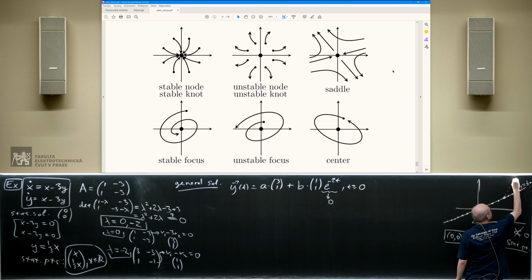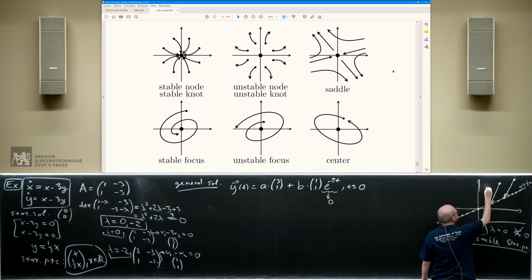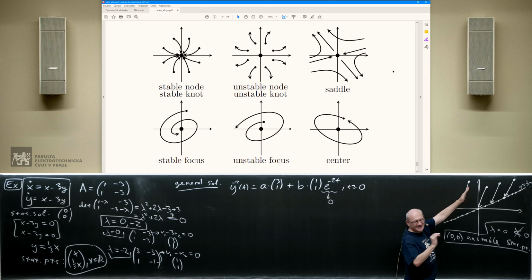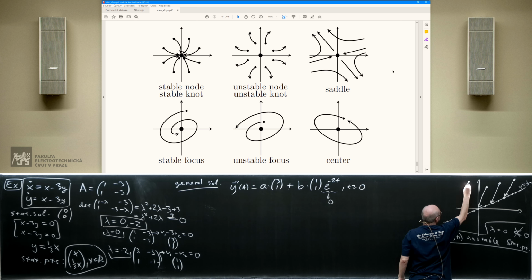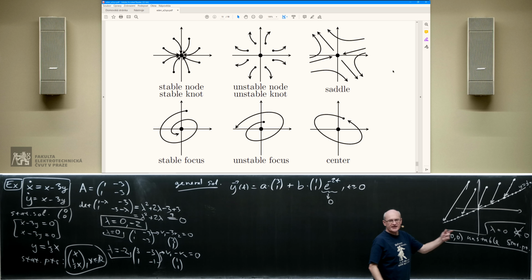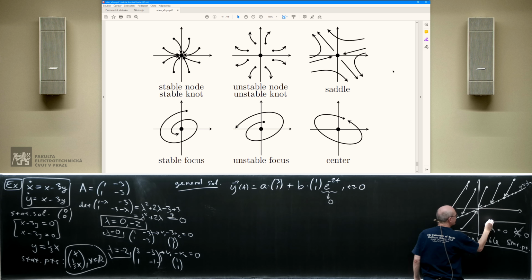So the orbit goes like this. And if I start here, the orbit goes like that. And if I start here, the orbit goes like that. So these are the orbits. They have direction 1, 1. Oh, okay, I slipped. This should be direction 1, 1, okay? But this is just a sketch. On the other hand, if I start here, again, I'm going in the direction 1, 1, and I'm going this way.